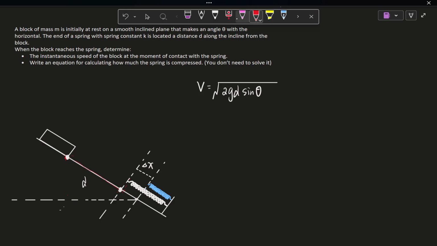So at this point, the block has two types of energy, right? As soon as it touched one end of the spring, it has a kinetic energy of 1/2 m times v squared, and v over here is this, plus mgh. Because at this moment, if this surface is ground level, it is still this much above the ground level. So there's also mgh over here. And it is equal to 1/2 k times delta x squared.